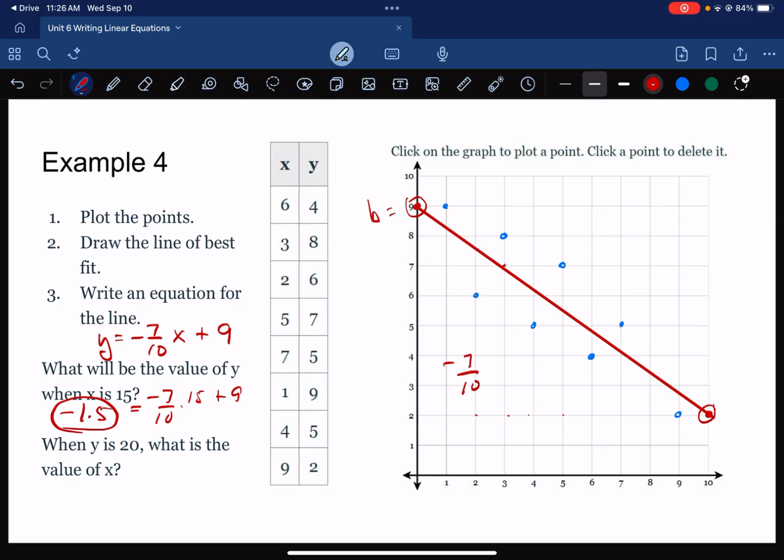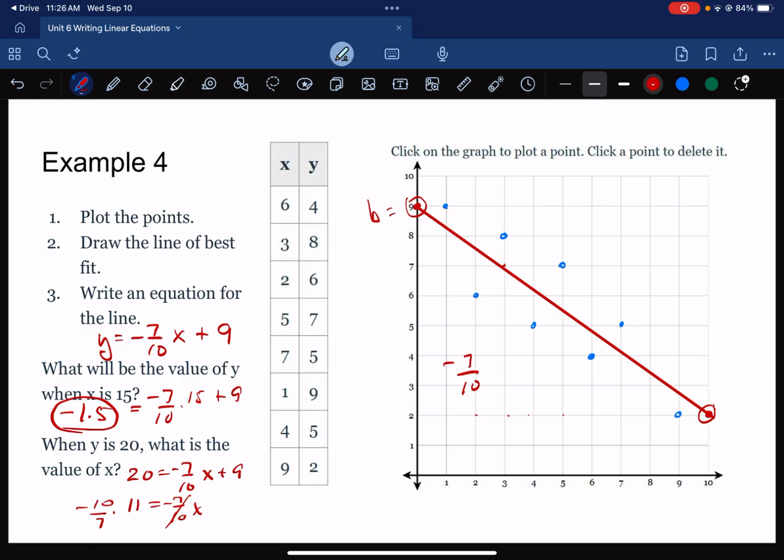It says when y is 20, what's the value of x? Well, now they're telling us a y value. So y is 20 equals -7/10 x plus 9. So I have to subtract 9, and I'm going to get 11. And then to get rid of this fraction, I flip it over and multiply. So I go to -10 over 7.